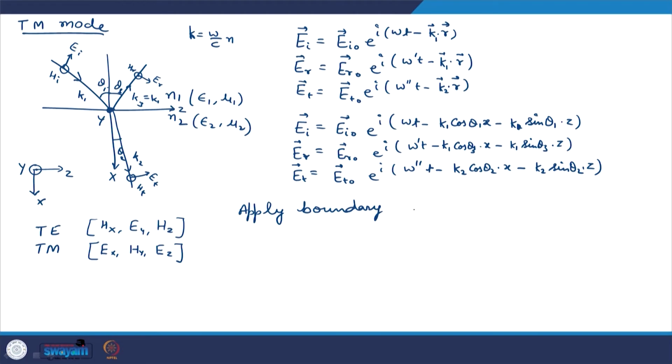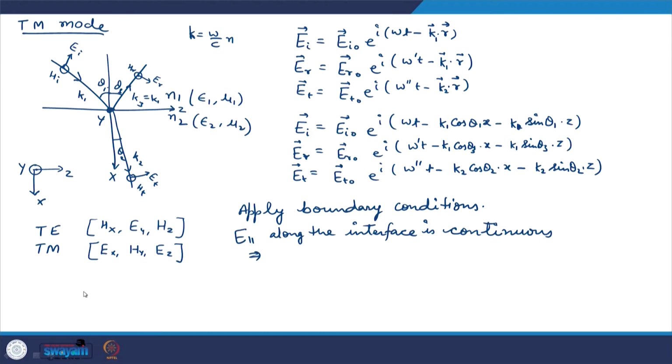So, if you apply boundary conditions, and what are they? The boundary conditions: E parallel along the interface is continuous. So, it means that E parallel in medium 1 is equal to E parallel in medium 2 at x equal to 0.